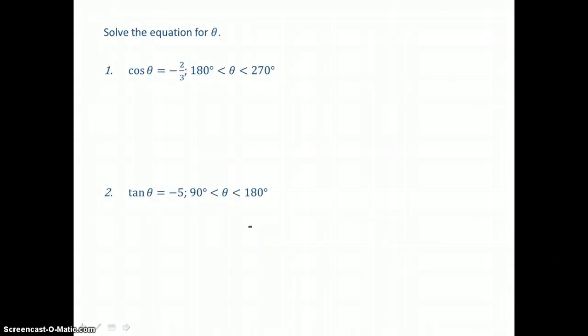Okay, here we're going to solve an equation for theta, only theta's terminal side is in the third quadrant, between 180 degrees and 270 degrees. So we're talking about theta whose terminal side is in the third quadrant. Okay, but we know that if we solve for theta in our equation here, theta is equal to the inverse cosine of this -2/3.